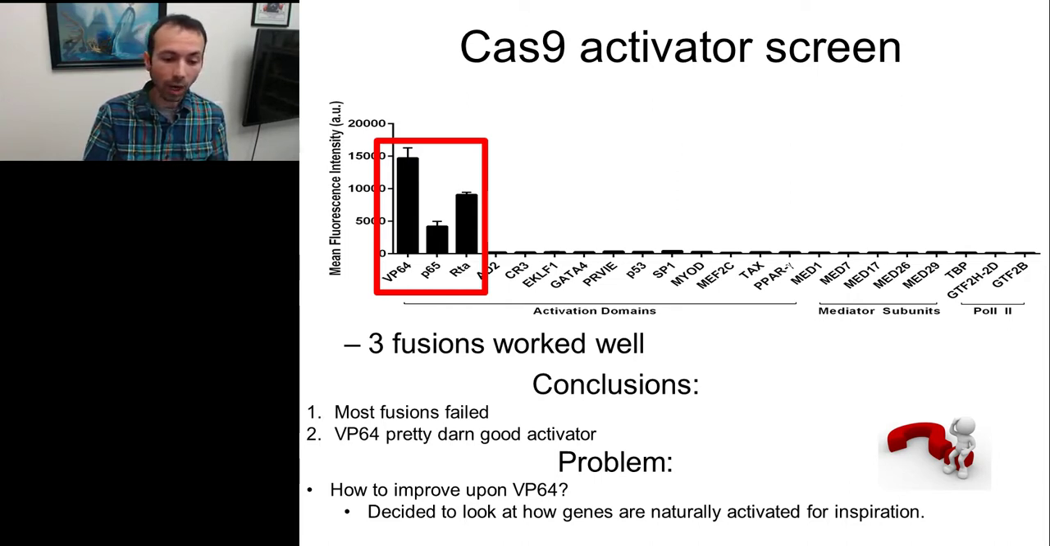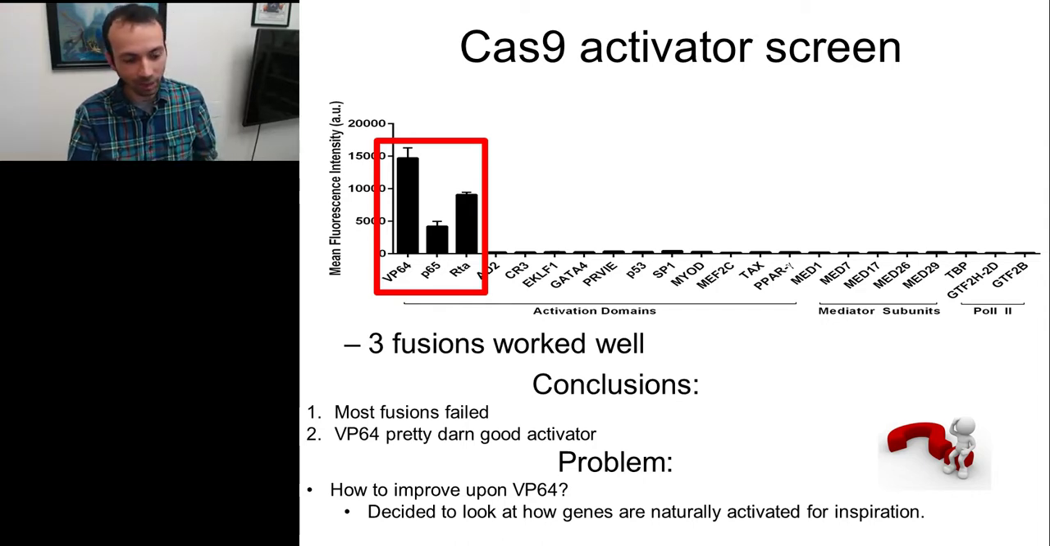And that led to some problems because the issue was that we needed to improve upon VP64, because at the time we started this project, VP64 was the known best activator. I was just surprised to find that it was so good, because something that was invented in the 80s or 90s, I thought there's no way it could be that good. That was wrong. So basically, after we got these results, we decided to look at how genes are activated naturally to see if we can get inspiration from that to maybe figure out how we can improve our system.